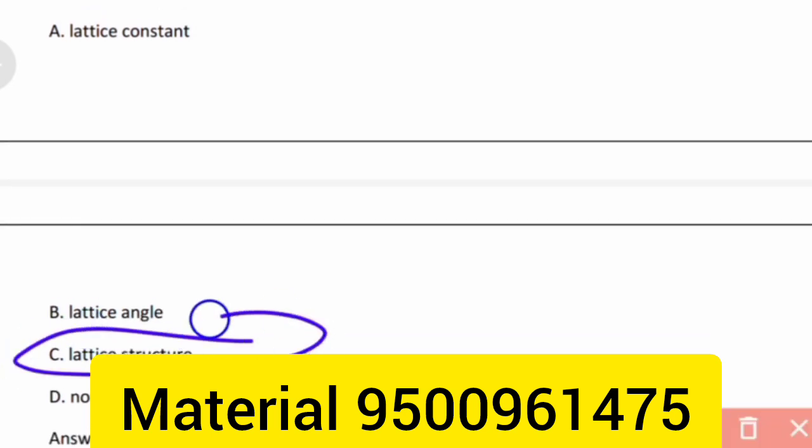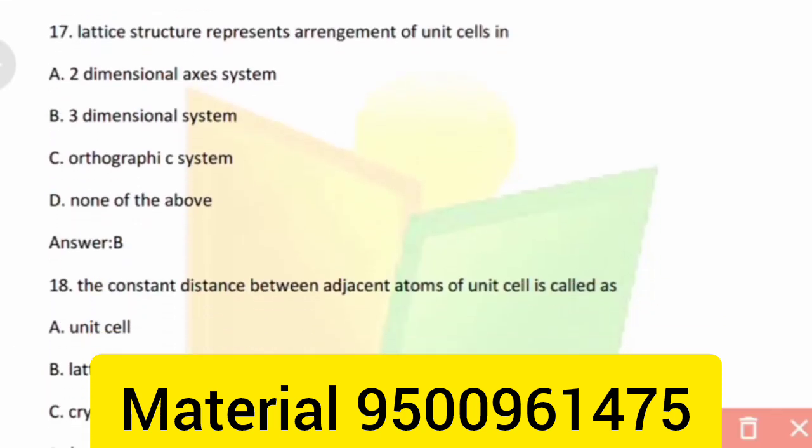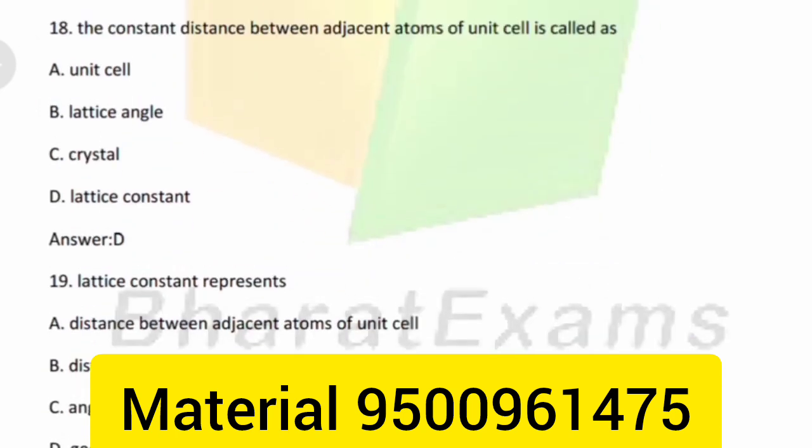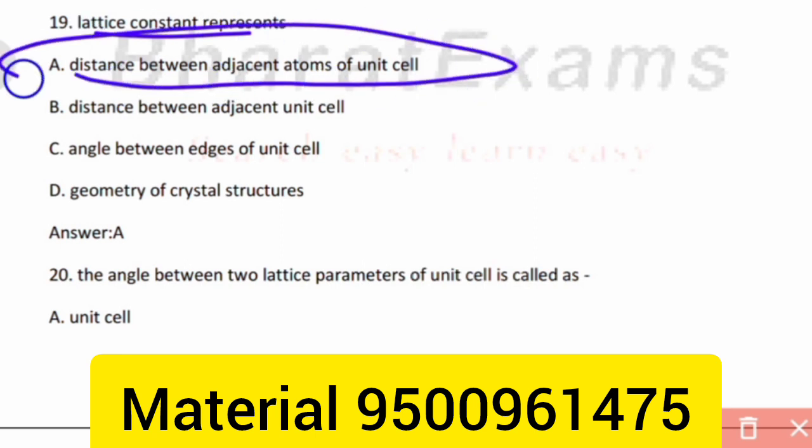The lattice structure represents the arrangement of unit cells in a three-dimensional system. The constant distance between adjacent atoms of a unit cell is called the lattice constant. Lattice constant represents the distance between adjacent atoms of a unit cell.